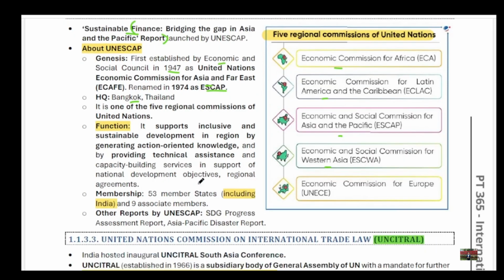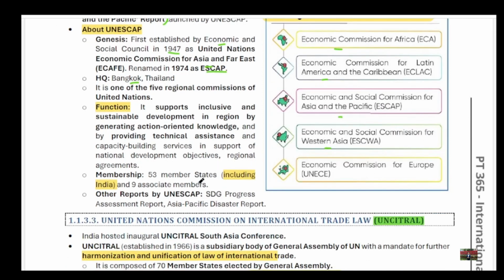So these are some of the regional commissions of the UN. What are the functions of UN ESCAP? Basically it supports inclusive and sustainable development in the region by generating action oriented knowledge, practical knowledge, and by providing technical assistance and capacity building services in support of national development objectives and regional agreements. So this is how the UN ESCAP functions, right?